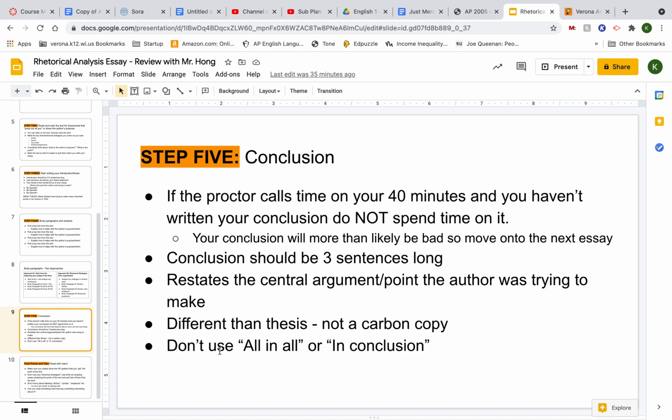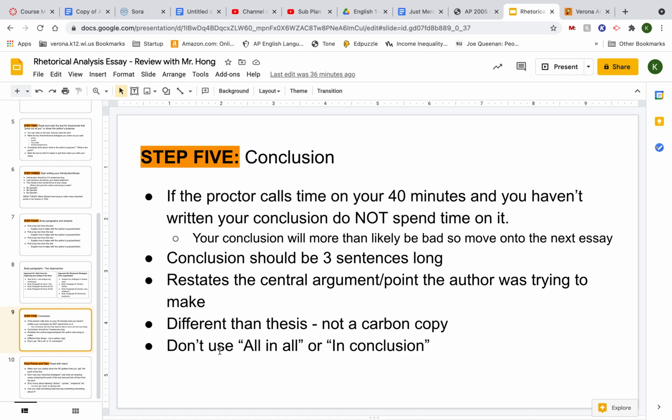So, why would you spend 5 minutes writing a really bad conclusion that is going to earn you no extra points with the graders when you could be spending that time writing another essay? I would go on to the next essay. But if you do have time, then your conclusion should be 3 sentences long.